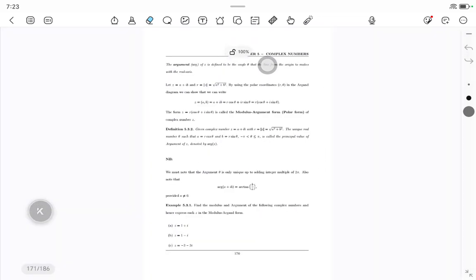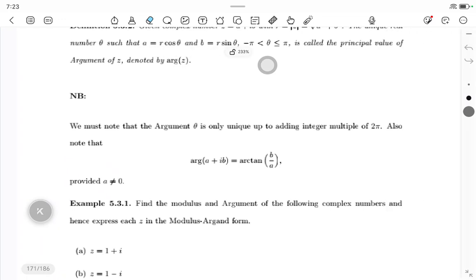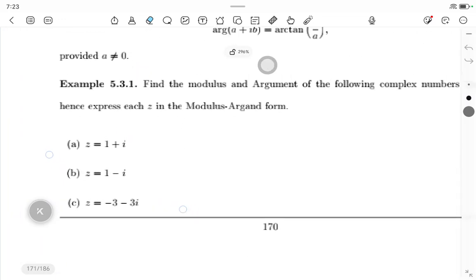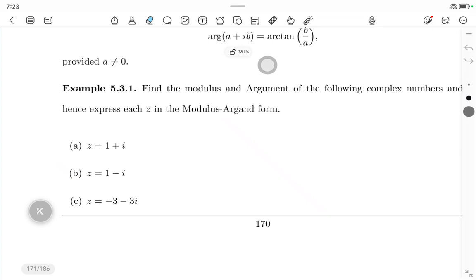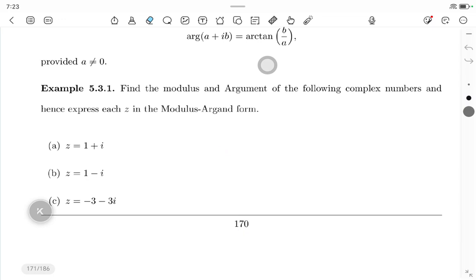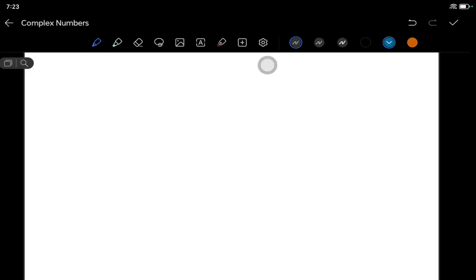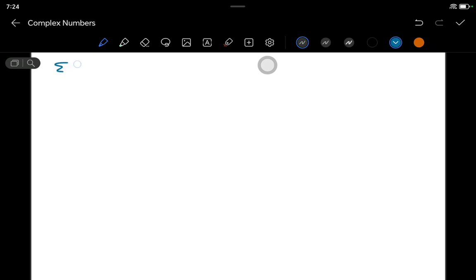So what we have from here, they say that we should find the modulus and argument of the following complex numbers and hence express each z in the modulus argument form. So A, we have 1 plus i, 1 minus i. So let's look at A and B. We're going to put this in polar form.